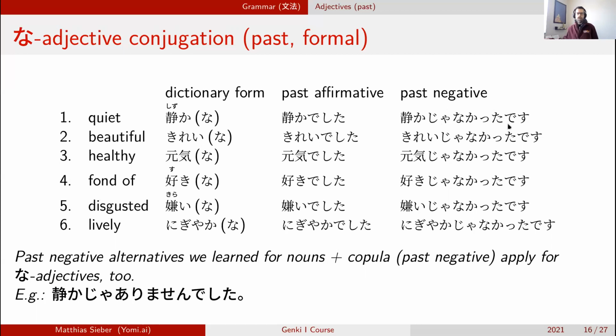So for quiet, we have shizuka janakatta desu, for it wasn't quiet. Kirei janakatta desu, it wasn't beautiful. Genki janakatta desu, wasn't healthy. Suki janakatta desu, wasn't fond of. Kirai janakatta desu, was not disgusted of. Nigiyaka janakatta desu, wasn't lively. And of course, we have alternative forms as well, just like the nouns with the copula, right? So we can say, for example, shizuka ja arimasen deshita, etc. We can use that as well, but it is very important to know these forms too.